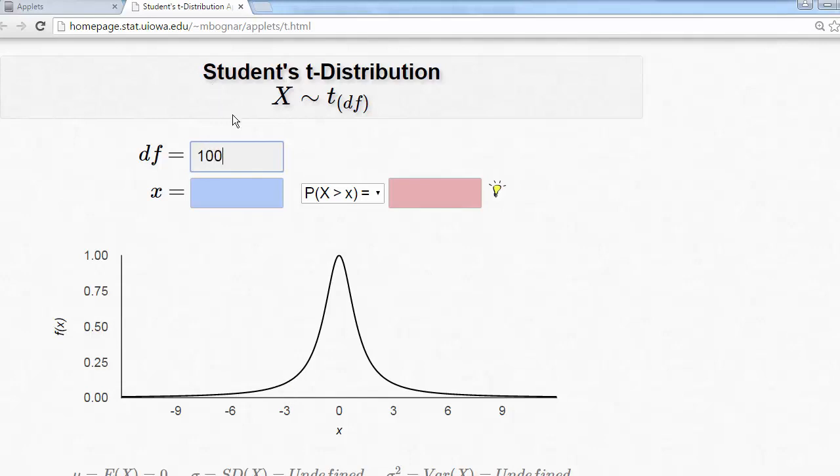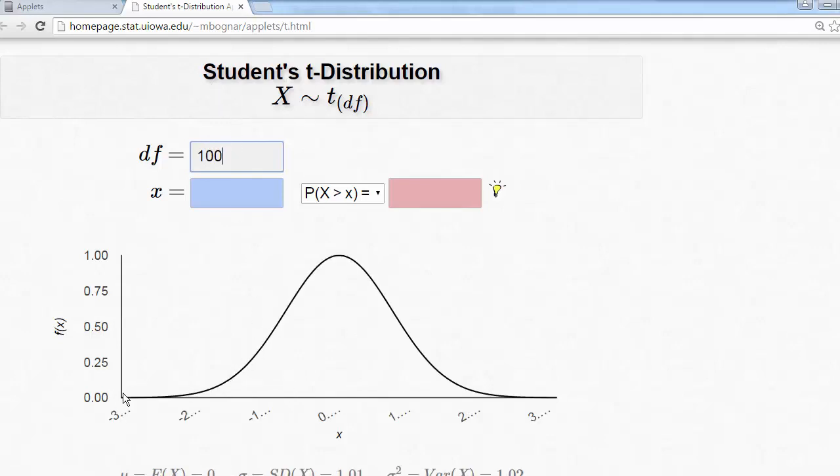And then if we go to 100 degrees of freedom, if you go over to 3, there's no area. And this looks just like a normal. The t just wants to be normal. The more degrees of freedom it has, the more it wants to be normal. At this point, with 100 degrees of freedom, you could probably just use the empirical rule. And I mean that. A lot of people at this point would just use the empirical rule.